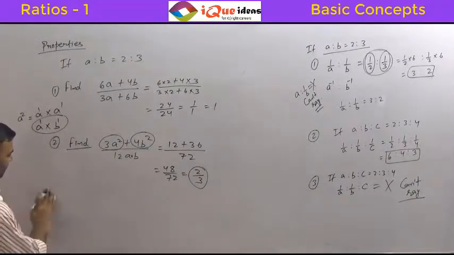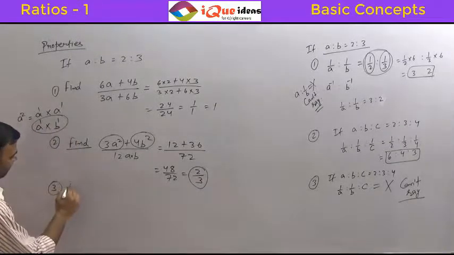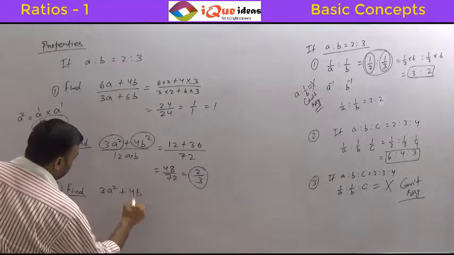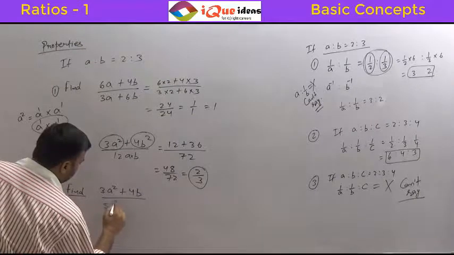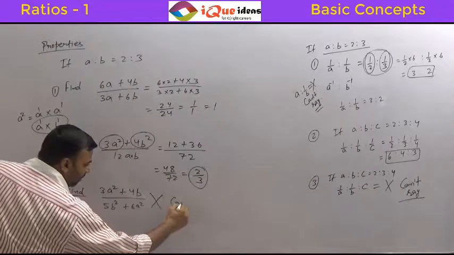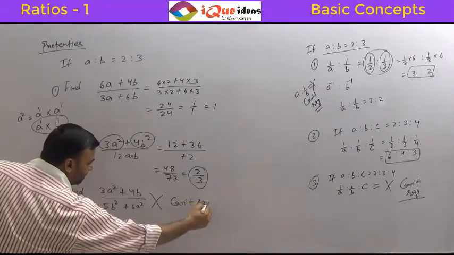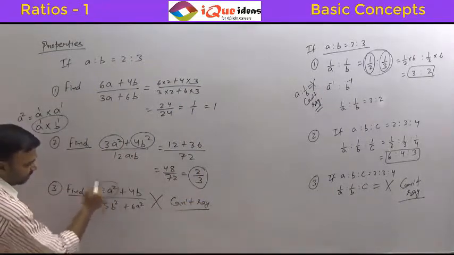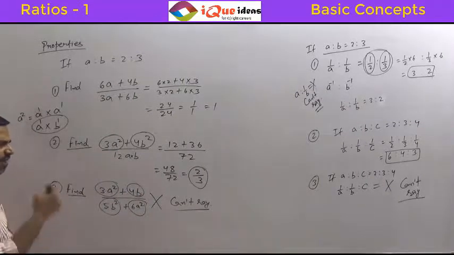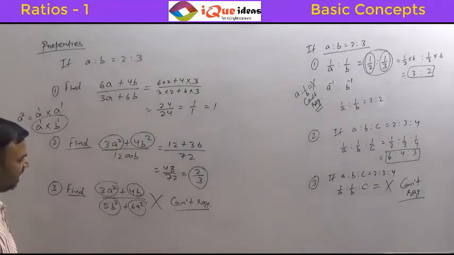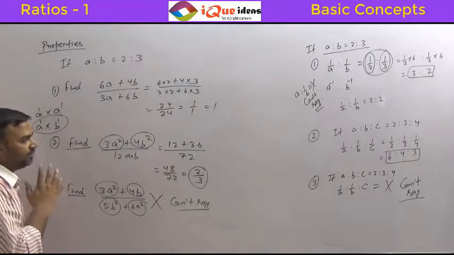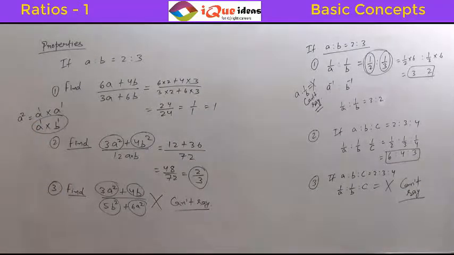But in case, suppose we ask something like this, find (3a² + 4b) divided by (5b² + 6a²). Can we calculate this? No, can't say. Why can't say? There is one term in which the power is different. Here the power is 2, here the power is 1, here the power is 2, here the power is 2. So we cannot calculate. Each and every term should have the same power. Even if one term has a different power, we cannot calculate. Just be careful about it.